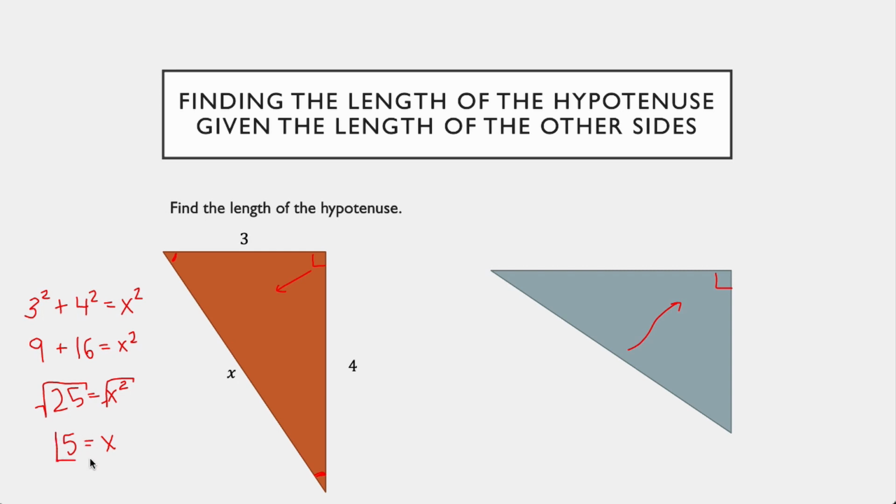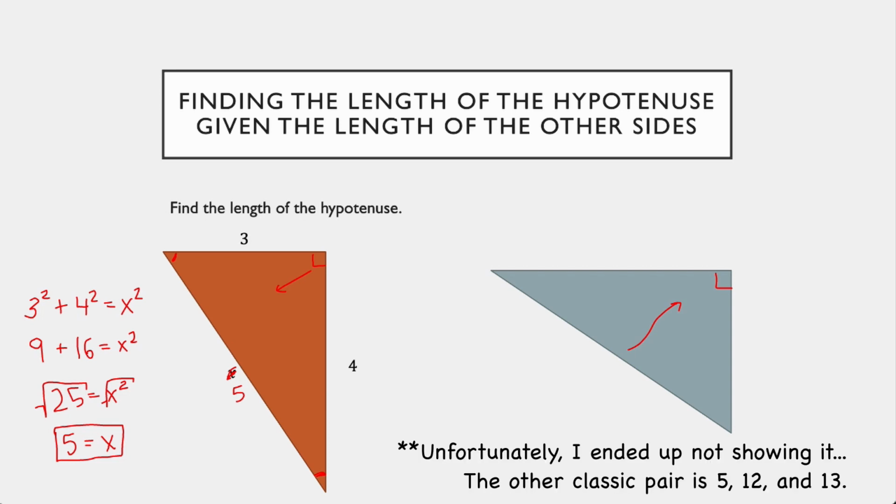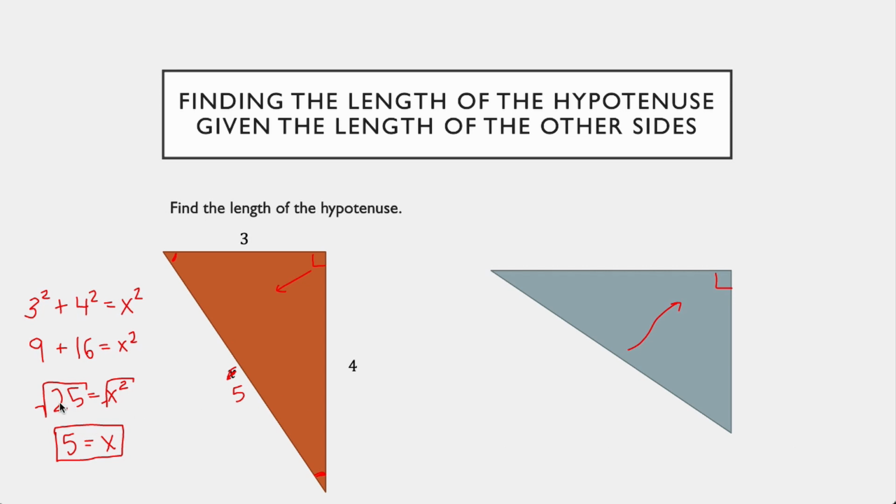And that's our answer. So the hypotenuse is equal to 5. Now, these lengths, 3, 4, and 5, and another pair which I'll show later on, are classic examples of this because they end up with a perfect square, so they end up with a rational number, unlike many other triangle side lengths. So let's do this one now.